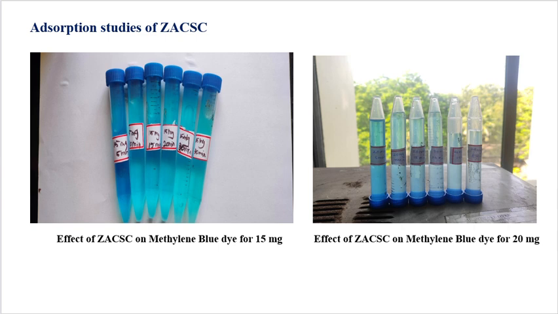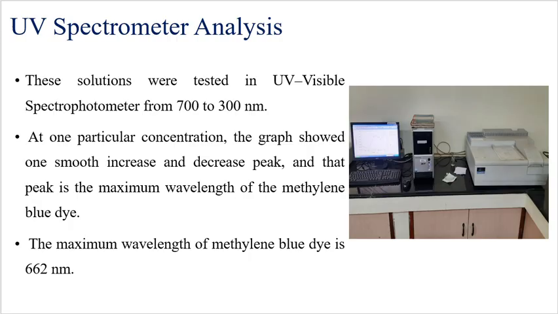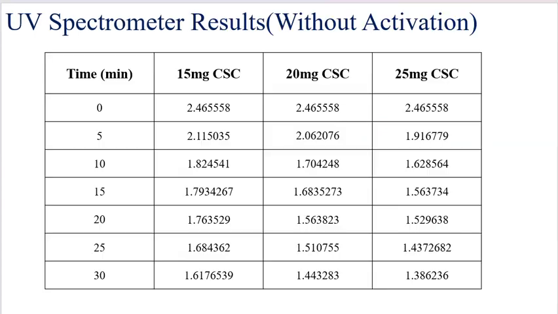and these are the results of 15 mg, 20 mg, and 25 mg of zinc chloride activated carbon. UV spectrometer analysis was done using a wavelength range of 700 to 300 nanometers. The maximum wavelength of methylene blue dye is 662 nanometers. At one point the graph rises smoothly and then decreases, so that peak is the maximum wavelength of the methylene blue dye.